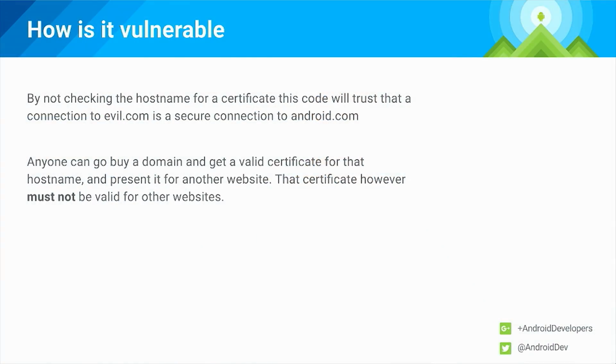I go buy a certificate for evil.com. In your connection to android.com, I just hand you that certificate. You say, oh, yeah, this is trusted, it was issued for evil.com. Connect. So this means that you will connect to basically any valid certificate. And anyone out there can go buy a valid certificate for their own domain. It's 20 bucks. Nowadays, you can probably also just get them for free. So even if you have a valid certificate, it's not just valid everywhere. It's valid for one specific thing, and you really need to make sure that's the case.